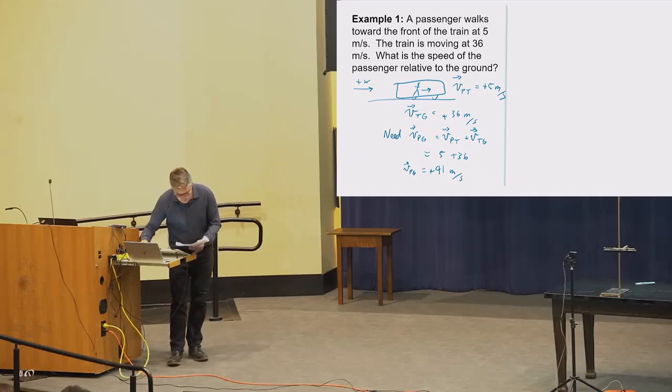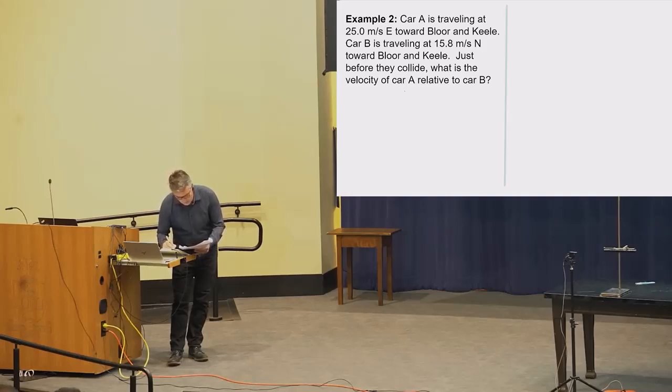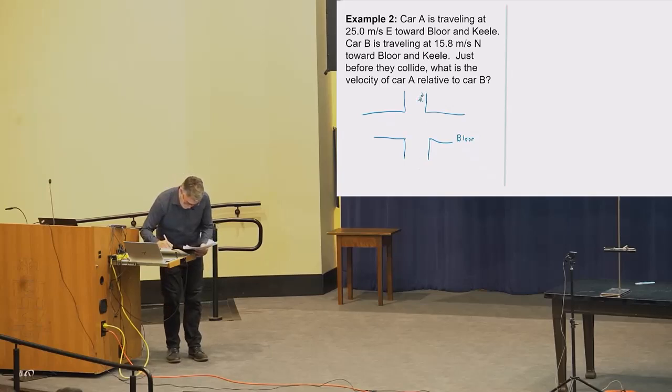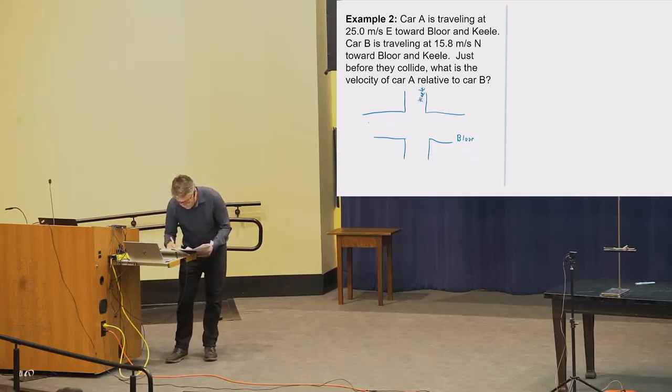Let's do one that's more in 2D here. Car A is traveling at 25 meters per second, so I'm going to draw a little intersection of Bloor and Kiel, where this is Bloor, and up here is Kiel. I kind of live a little near here. And I should draw the compass wheel here. This is never eat shredded wheat. Car A is going this way, east, at 25 meters per second. So VA relative to the ground is 25 meters per second.